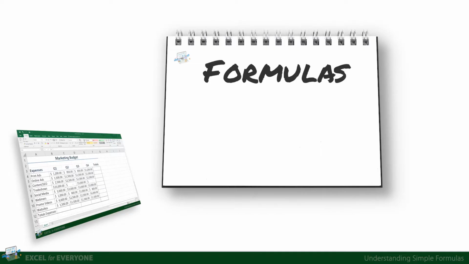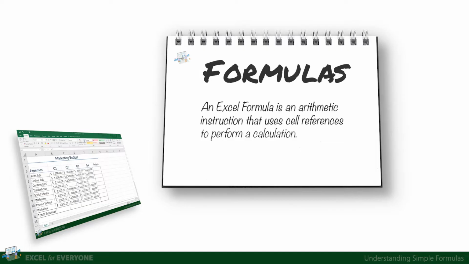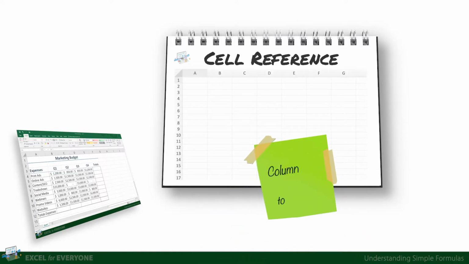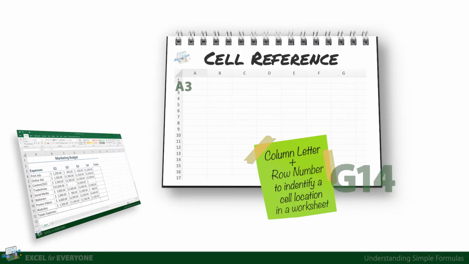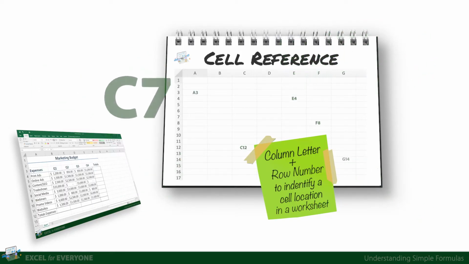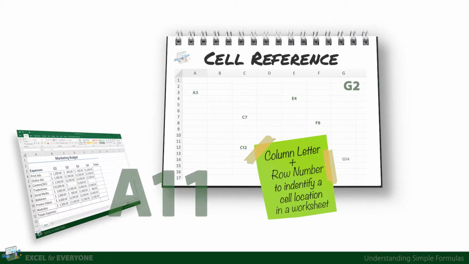In essence, an Excel formula is nothing more than arithmetic instructions that use cell references to perform a calculation of the data in those cells. By cell reference, I mean the use of a combination of a column letter and a row number to identify a cell in a worksheet. You'll remember we talked about this in a previous session, and although simple, it can confuse many users.